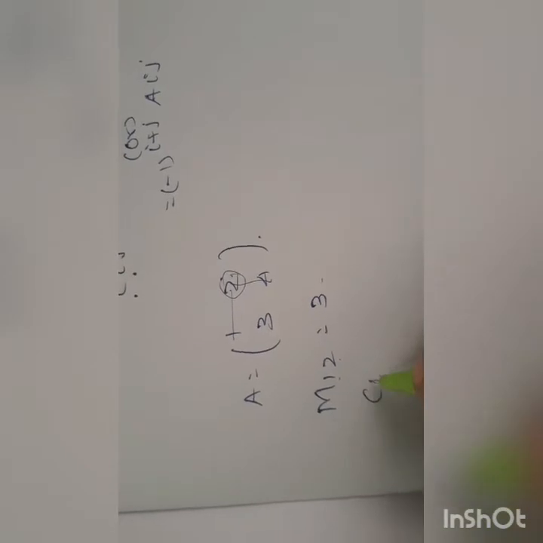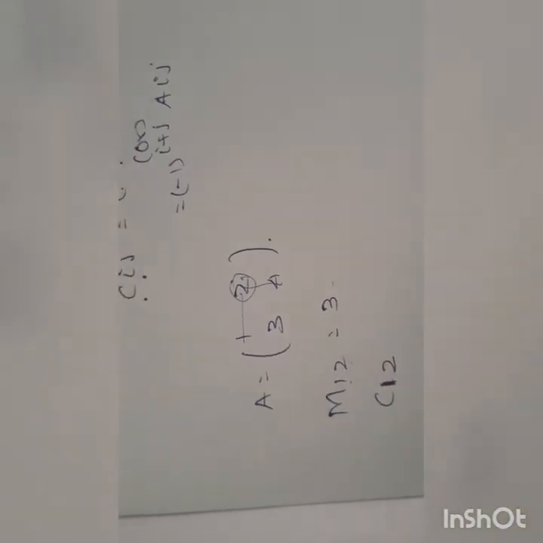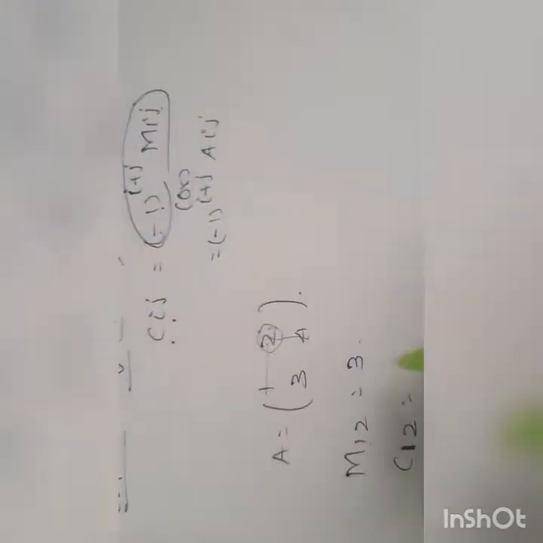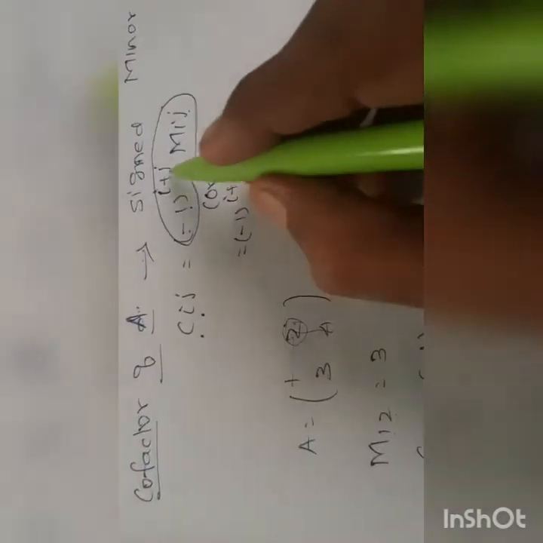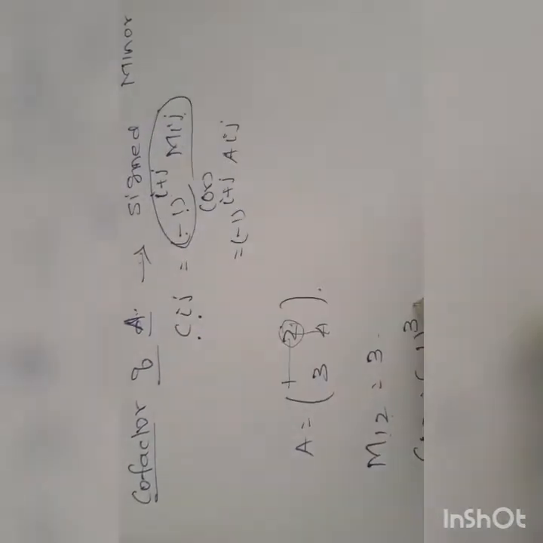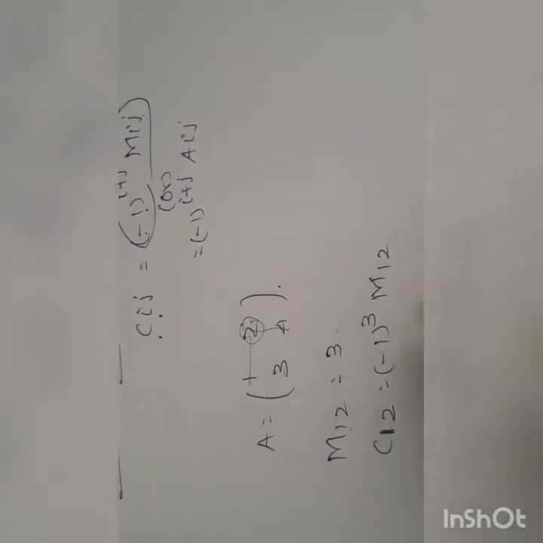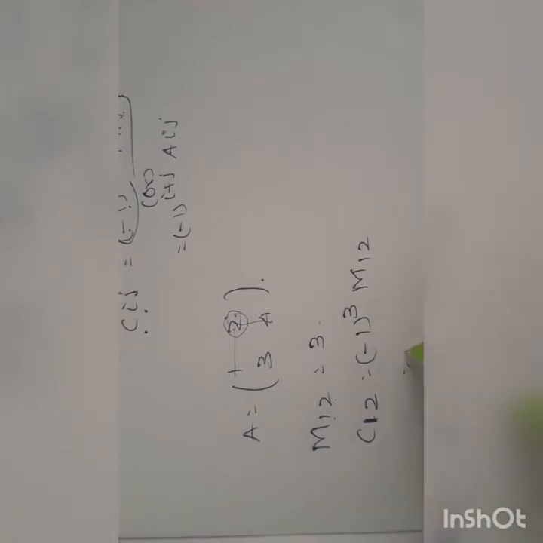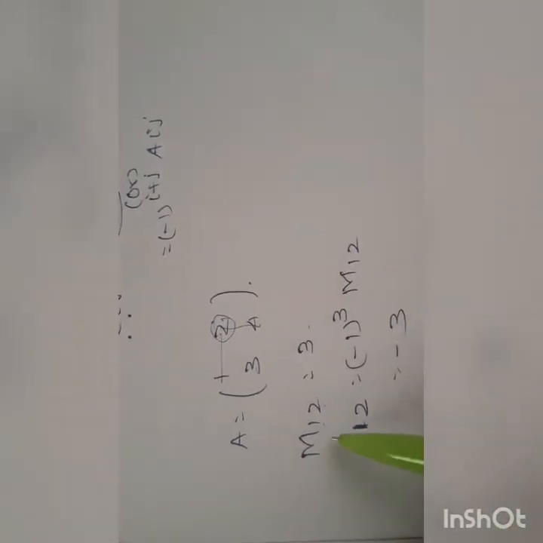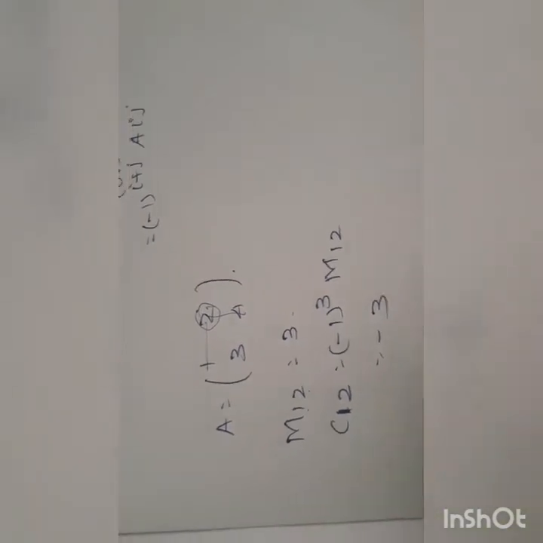Same case, how to find the cofactor of 1 2. According to this formula, (-1)^(i+j), so 1 plus 2, nothing but 3, into Mij, that is M12. What is minus 1 power 3? That is minus, so minus M12, nothing but 3. So the cofactor of A12 is minus 3.